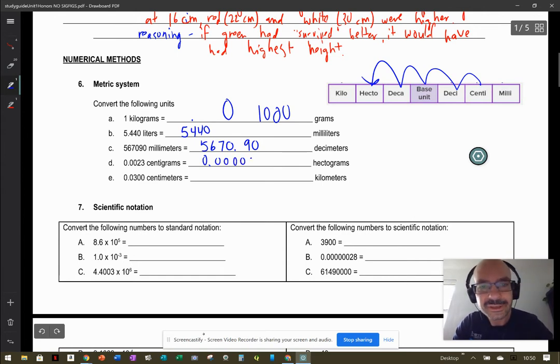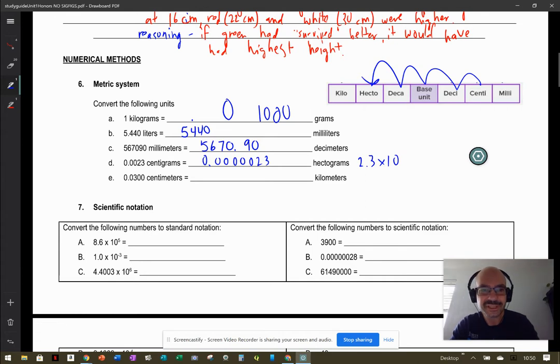0.00004 times 0, 2, 3. Or if you wanted to put it in scientific notation, which would make more sense actually, that'd be 2.3 times 10 to the 1, 2, 3, 4, 5, 6, to the negative 6.